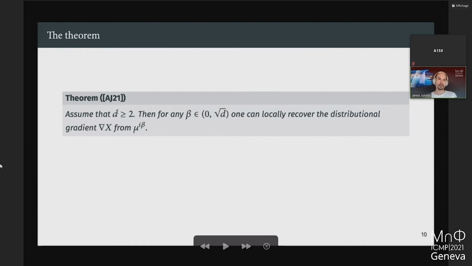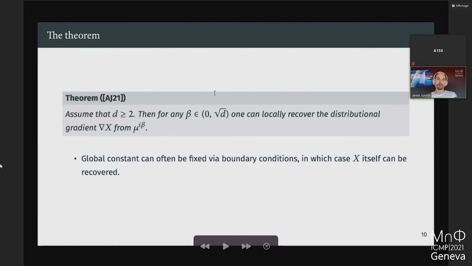So here's the theorem. First of all, it only works if the dimension is at least 2. In this case, for any beta in the subcritical phase, you can locally recover the distributional gradient of the field from the imaginary chaos. And then, of course, if you know that X itself has some boundary conditions, then you can often just fix the global constant, and you can really recover the field itself.